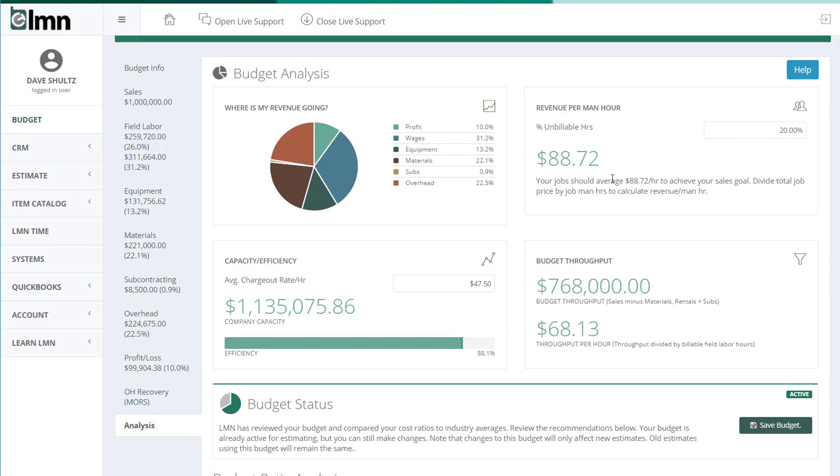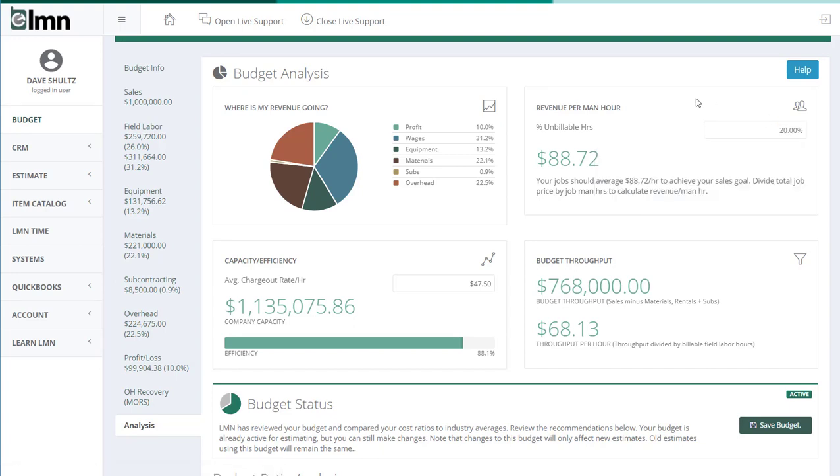Next up on the right-hand side, we've got this thing called revenue per man hour. You're going to see a dollar value here. This is not your charge out rate per man hour. Lots of people get confused about that when they call in saying, I can't get that kind of number per hour. That's not what that number is. What that number is, is your total sales goal divided by the number of man hours in your field labor budget minus this percentage of unbillable hours right here.